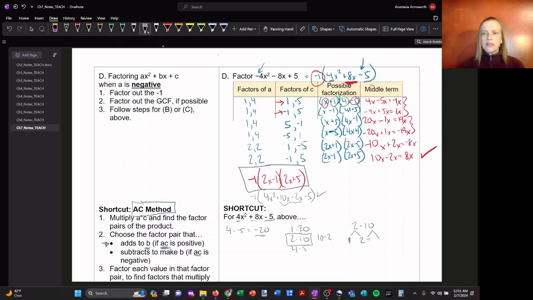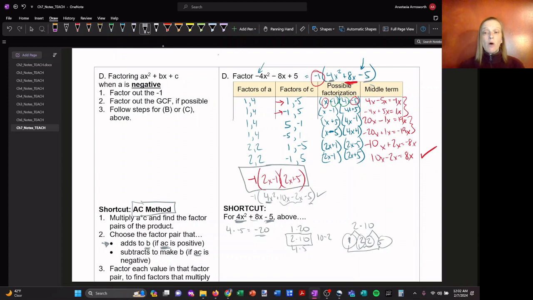And what I find is that 2 and 5 are the numbers I'm looking for because 2 times 2 gives me 4, which is my A value. And then 1 times 5 gives me 5, which is negative 5 is my C value. Oh, I'm underlining the wrong thing. 4 and negative 5. So these right here are the 4 factors that I'm looking for.